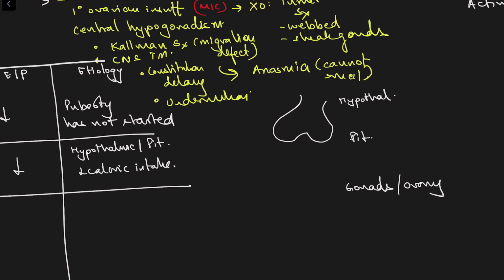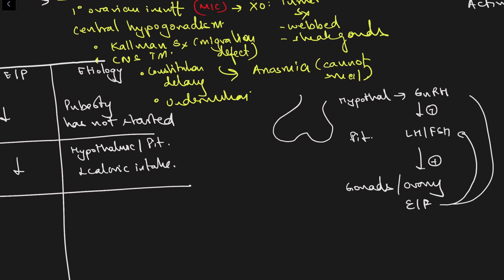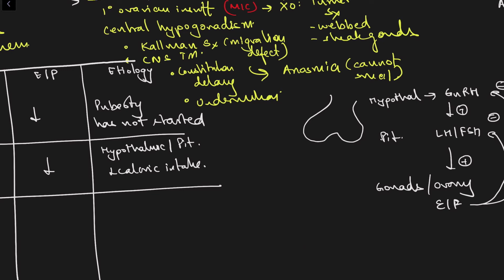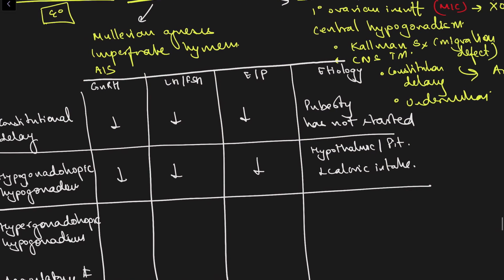So hypothalamus secretes GnRH, which stimulates the pituitary to secrete LH and FSH, which stimulate the gonads to secrete estrogen and progesterone, and these have a negative feedback on these hormones, right? So if GnRH is low, then everything will be low, which is clear from this diagram, right? So this is known as hypogonadotrophic. Hypogonadotrophic means GnRH is low, and due to low GnRH, the gonads will be small. So hypogonadotrophic hypogonadism, everything will be low again.